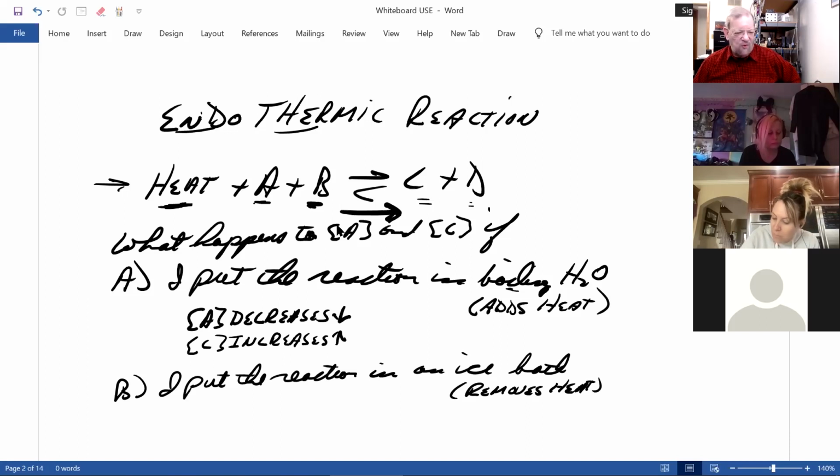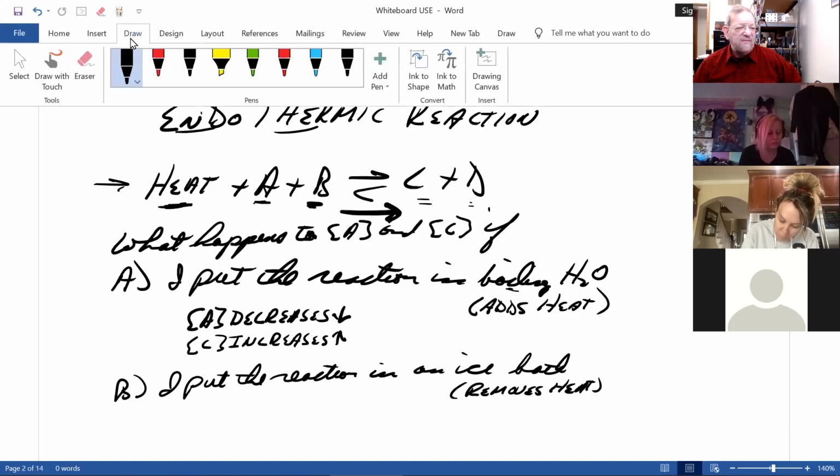And the question is, what happens to the concentration of A and C if I put the reaction in an ice bath? Dr. White's going to be nice now and tell you ice bath removes heat. Your turn.